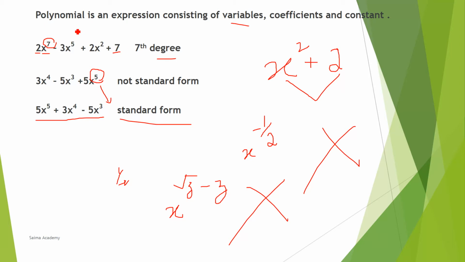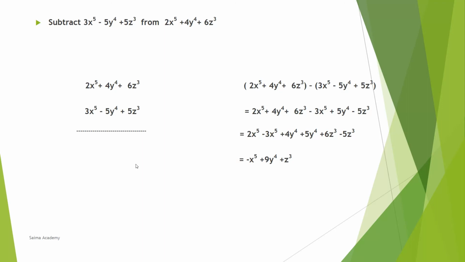Polynomial, because we will use polynomials in algebra again and again. So a polynomial is an expression consisting of variables, coefficients and constant. Then we use the term degree. Degree you have to decide on the basis of the highest exponent. And then there is the standard and non-standard form. Standard form is that you have to write down in the descending order according to the degrees, according to the exponent, right?